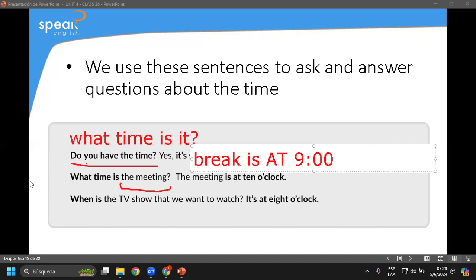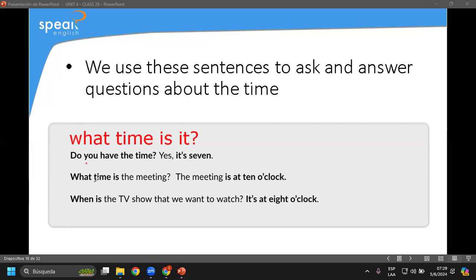So if you need to know the time for something, for a specific event, don't forget that this is the way that you can ask, what time is? And then you say the event. Imagine that I say, what time is the party? What time is the lunch? What time is the meeting? Okay, so different nouns.